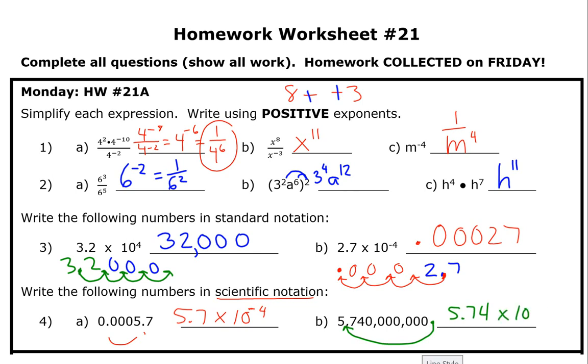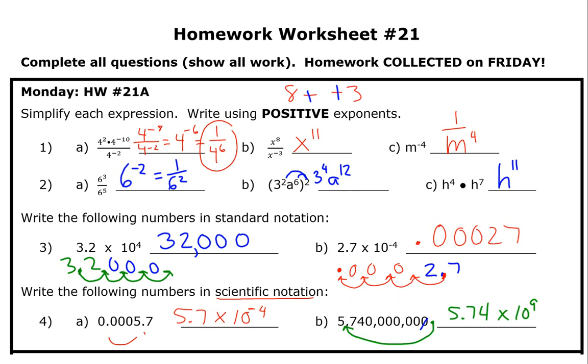The power is determined by telling how many place values you moved that decimal. Well, I moved 1, 2, 3, 4, 5, 6, 7, 8, 9 places. So my power here is going to be 9. Remember, the power is positive because I started with a number that was larger than 1.